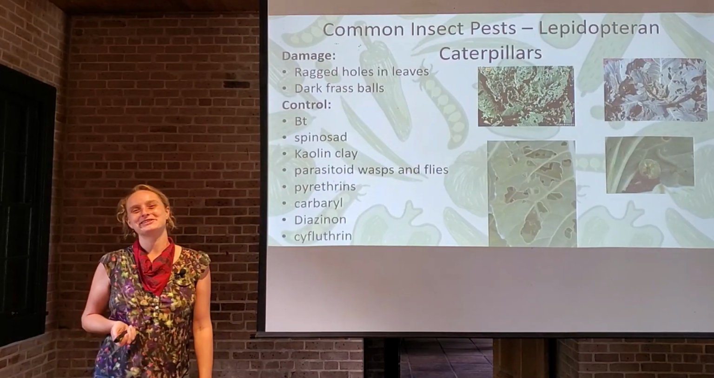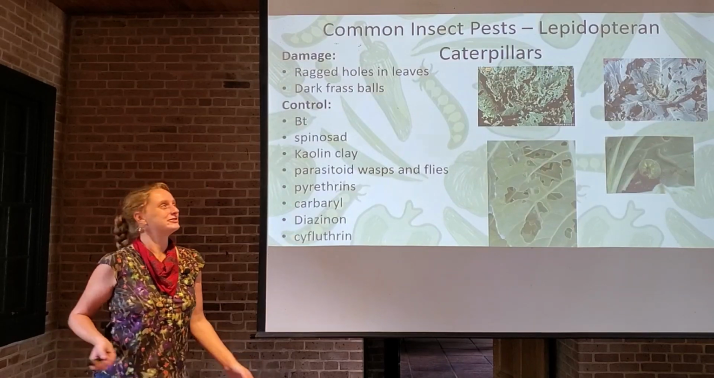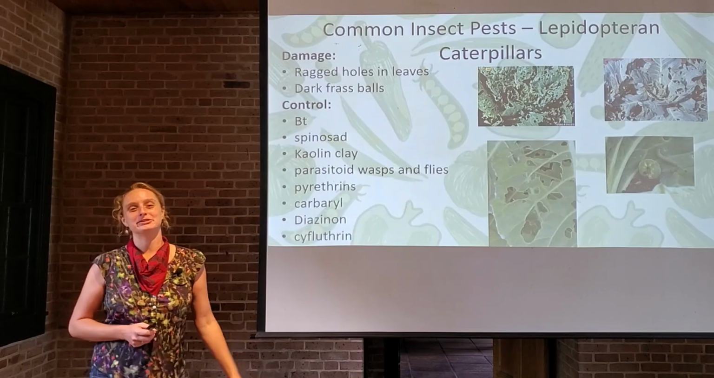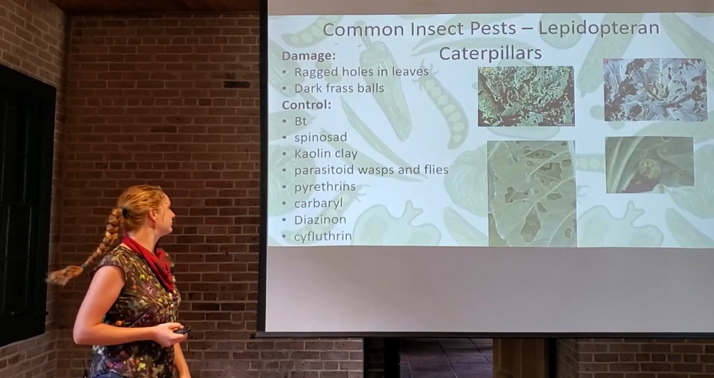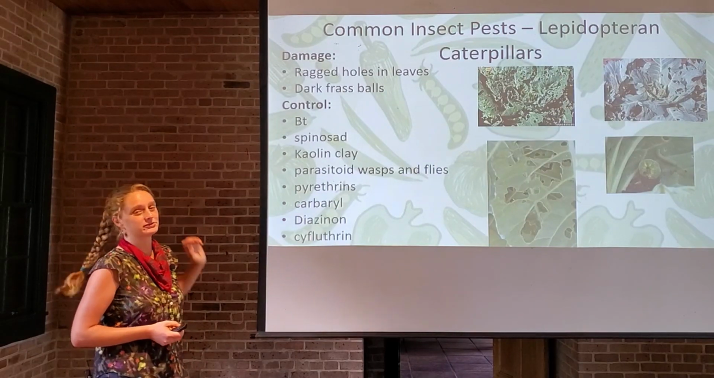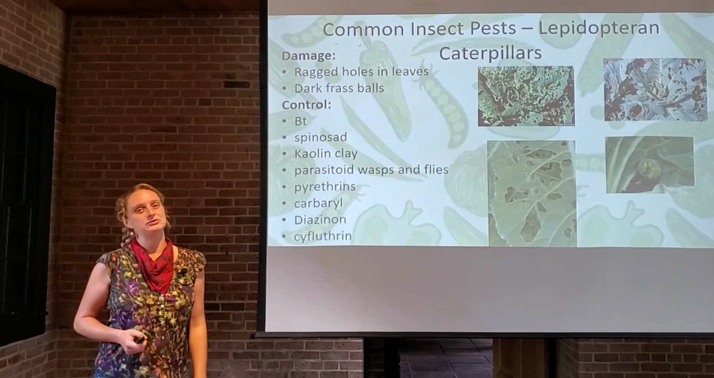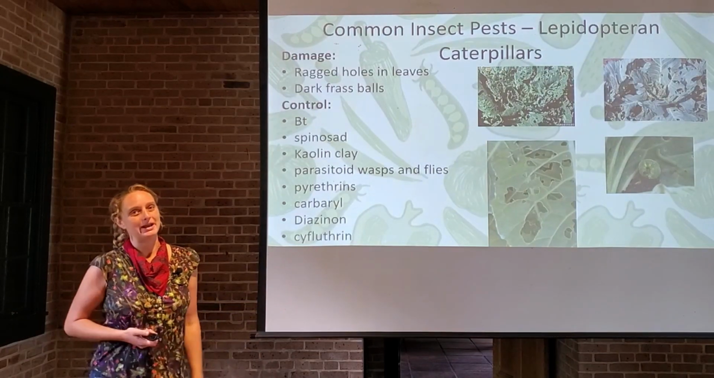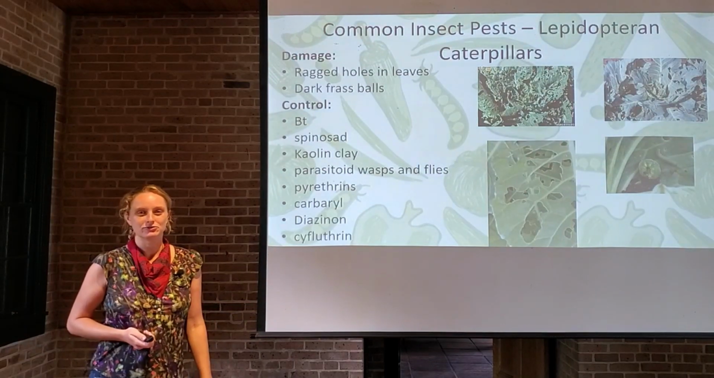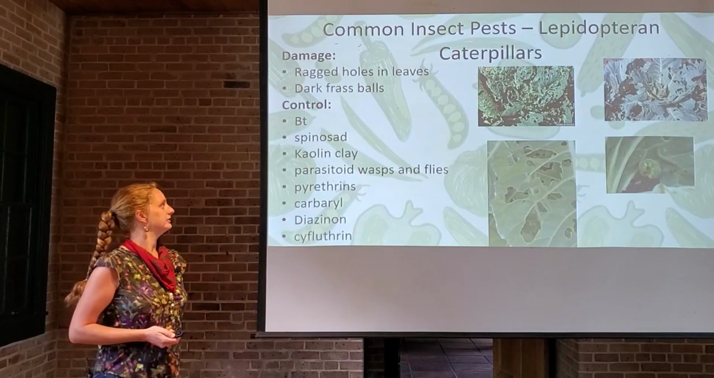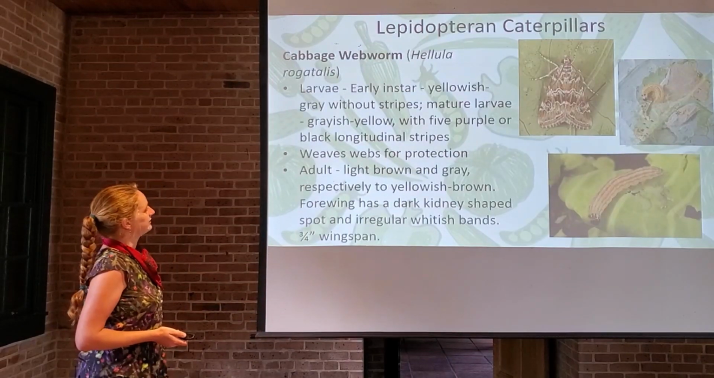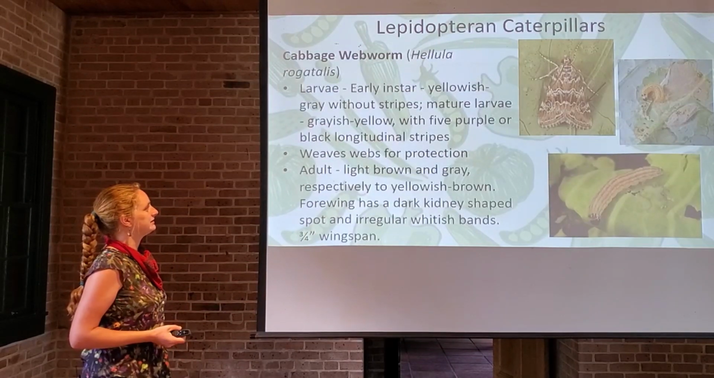To control these things as well. I'm an organic gardener, so if I have lepidopteran caterpillars in my garden, I'm usually reaching for BT or spinosad. Those are very, very effective. They're easy to use. A little goes a long way, and it's just an overall good control for soft-bodied insects like caterpillars. Here are some of the specifics that we see a lot.